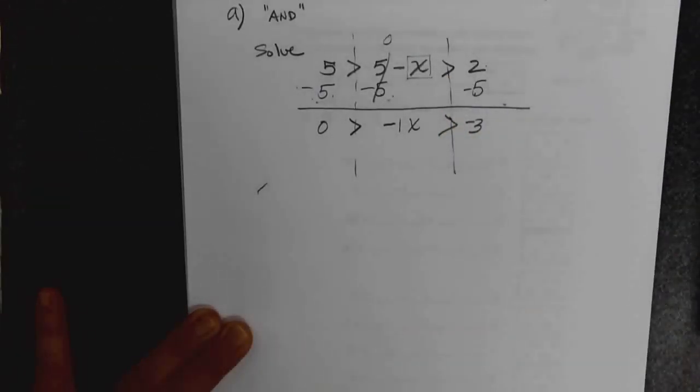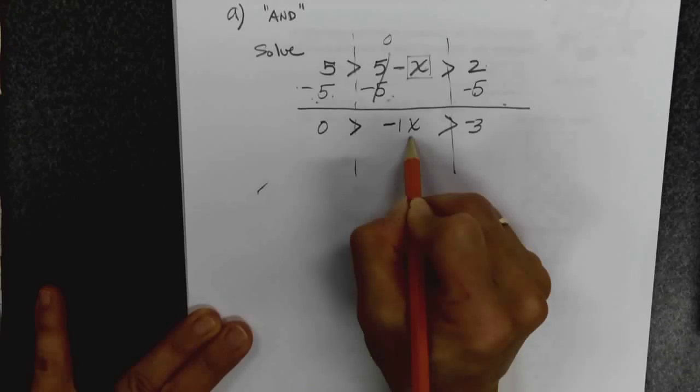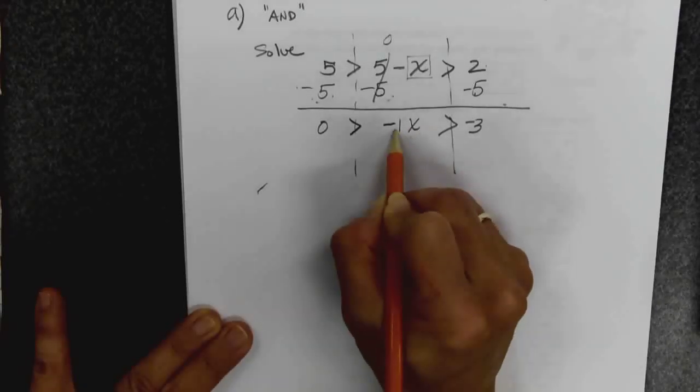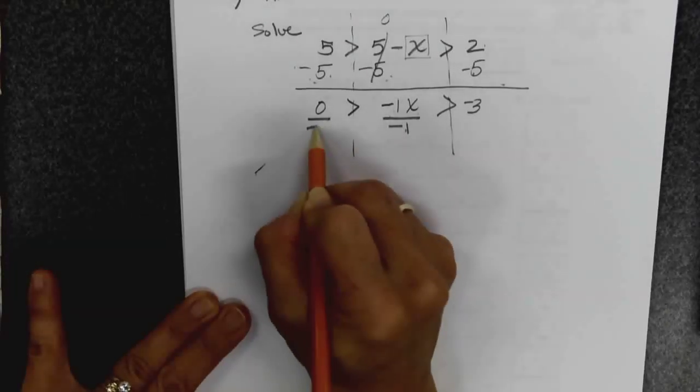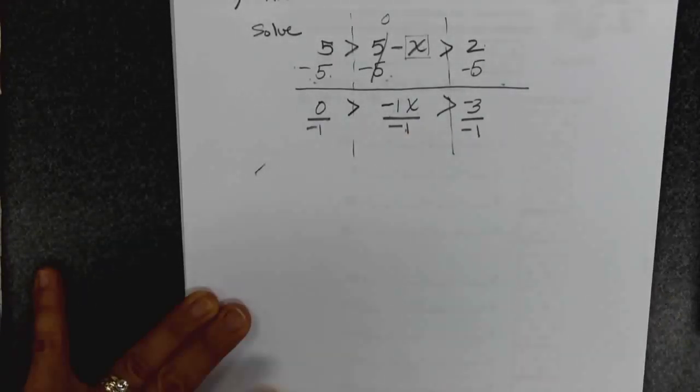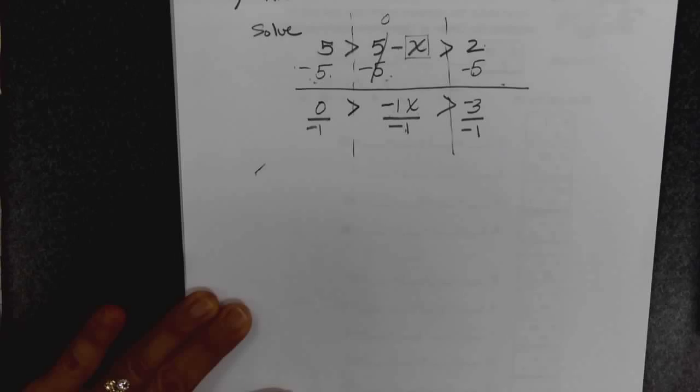Now we're dividing by negative 1. After we divide, we have to flip. So to get x by itself, this is multiplying, so to get rid of this, you've got to divide by negative 1. But if you divide it here, you have to divide it here and here. Okay?